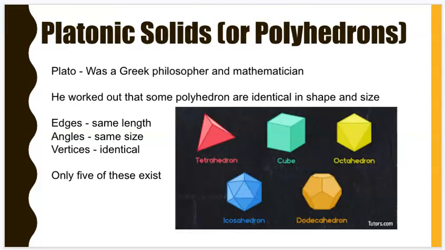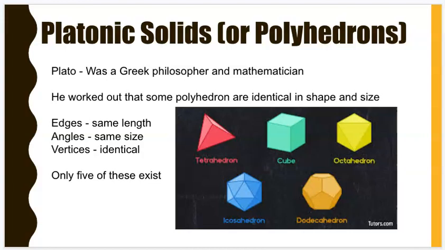Platonic solids are specific polyhedrons. Plato was a Greek philosopher and mathematician. He worked out that some polyhedrons are identical in shape and size, where the edges are the same length, the angles are the same size, and the vertices are identical. Only 5 of these exist.